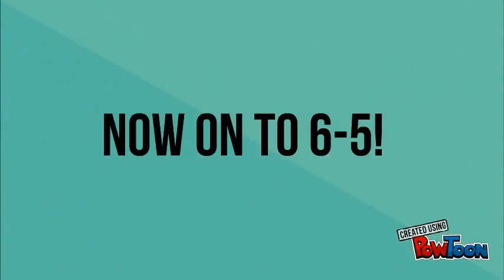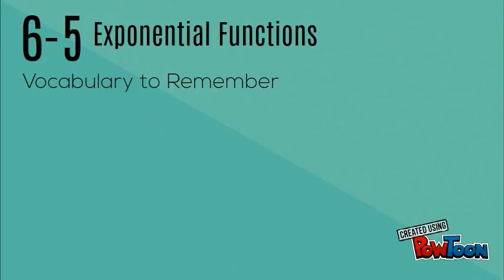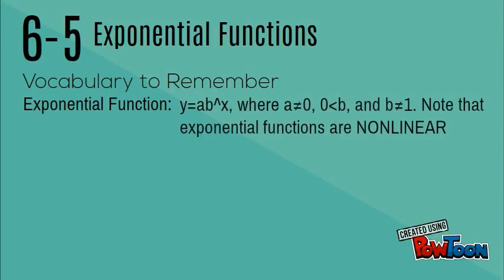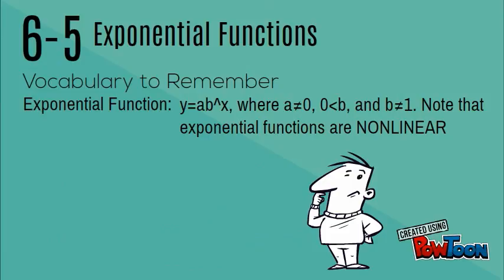Now on to 6.5. 6.5. Exponential functions. Vocabulary to remember. Exponential function. Y equals ab to the x, where a doesn't equal 0, b is larger than 1, and b does not equal 1. Note that they are nonlinear.